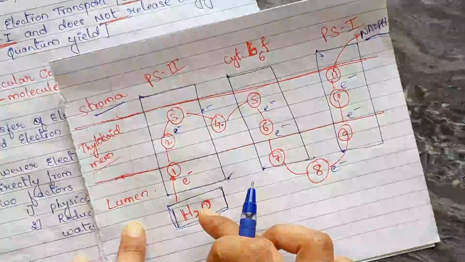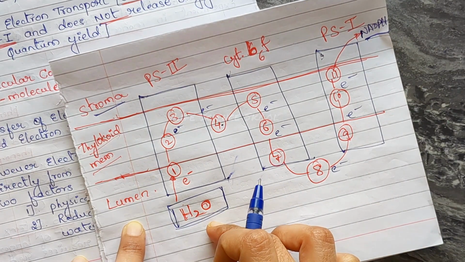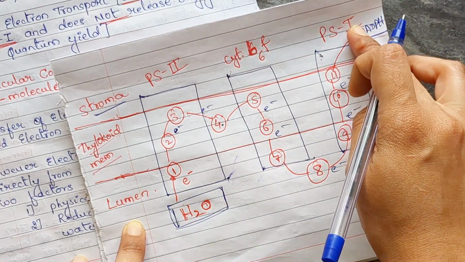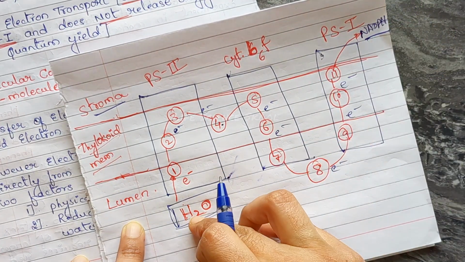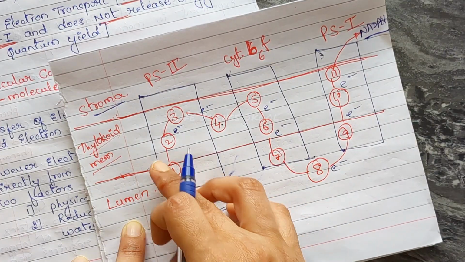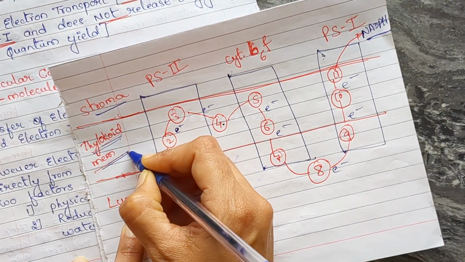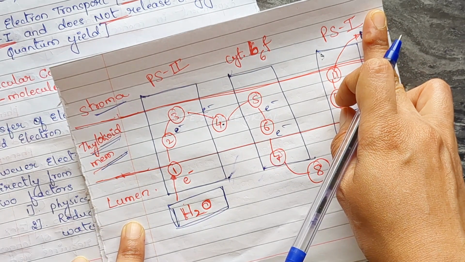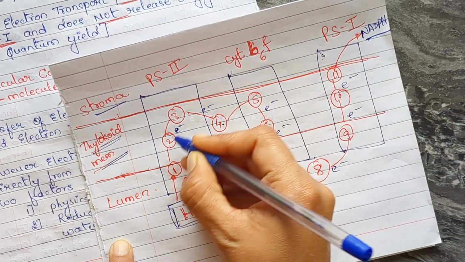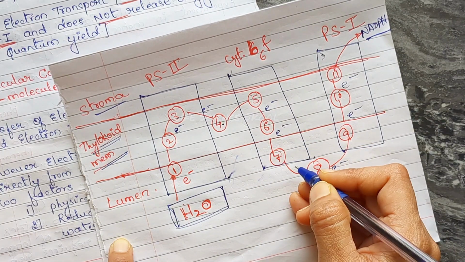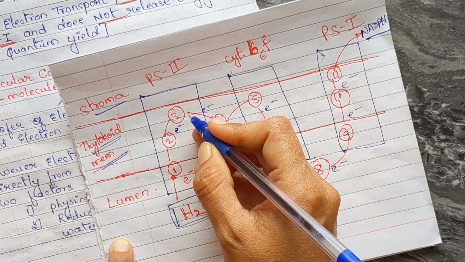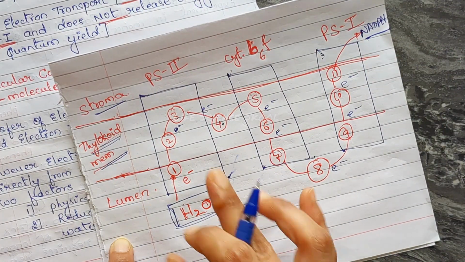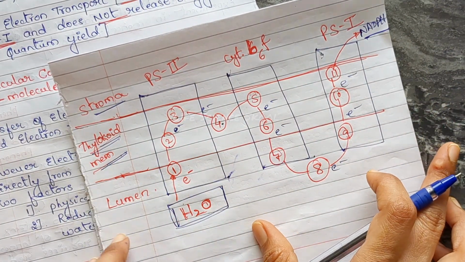The electron donor, that is water, is in the thylakoid lumen and the electron acceptor NADP plus is in the stroma. Thus, there is a physical barrier in the form of the thylakoid membrane between water and NADP plus. Hence, electron carriers are required to transfer the electrons from water to NADP plus to avoid this physical barrier.